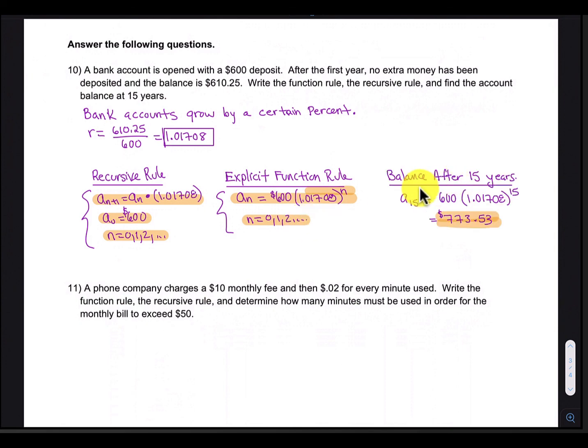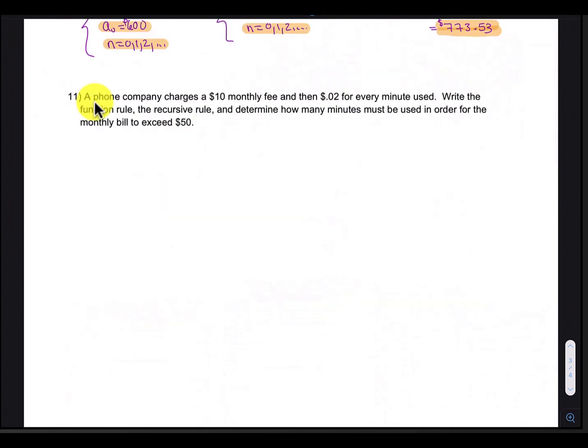And then answering the question, find the balance after 15 years. So that's a15 equals the explicit rule and plugging in 15 for n. So that's 600 times 1.01708 raised to the power of 15. Put that in your calculator and you get $773.53.